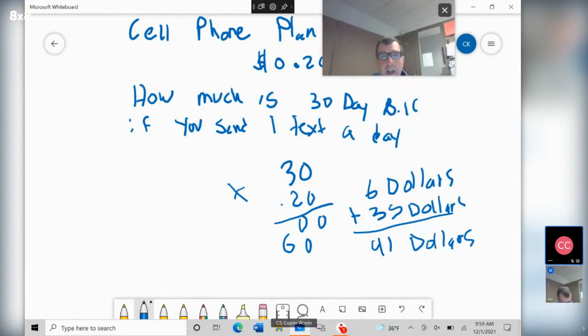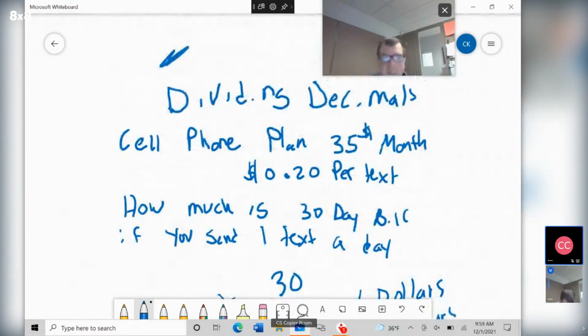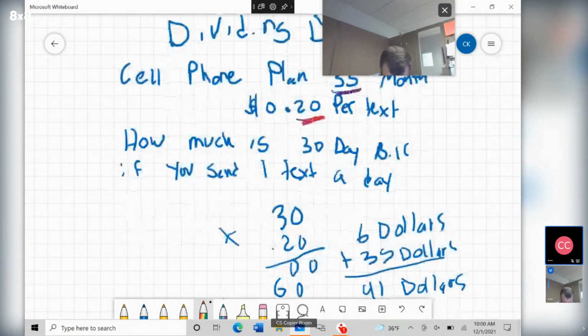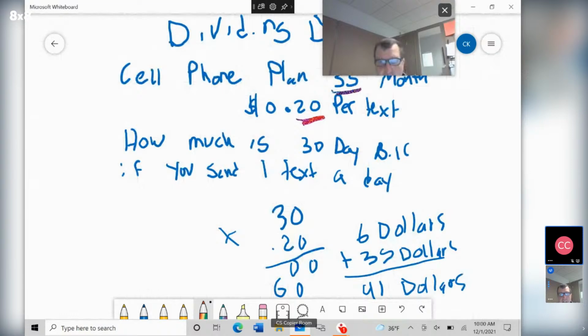Okay. And that would be a word problem you might get on the test. So it says your cell phone plan is $35 a month. So it's important you want to kind of underline the $35, and then it's 20 cents per text. And this says you send one text a day. We're just going to say there's 30 days in a month. Sometimes there's 31, sometimes there's 28. But if they ask you a month, just say 30 days. So it'd be $6 in text plus your base bill of $35. So it comes out to $41 total. Okay.